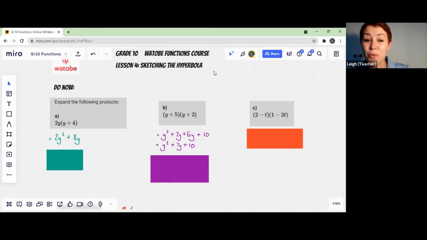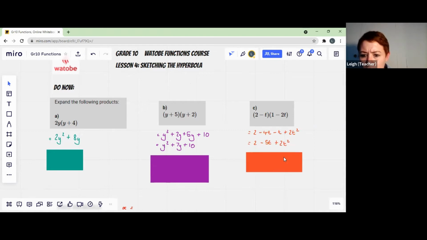Anyone managed to do the orange one? I got to do it, ma'am. Excellent. And what did you get as your answer? 5t plus 2. 5t plus 2. Let's have a look. Okay, that's what I got. I got 2 minus 5t plus 2t squared. Does that make sense, what I got?